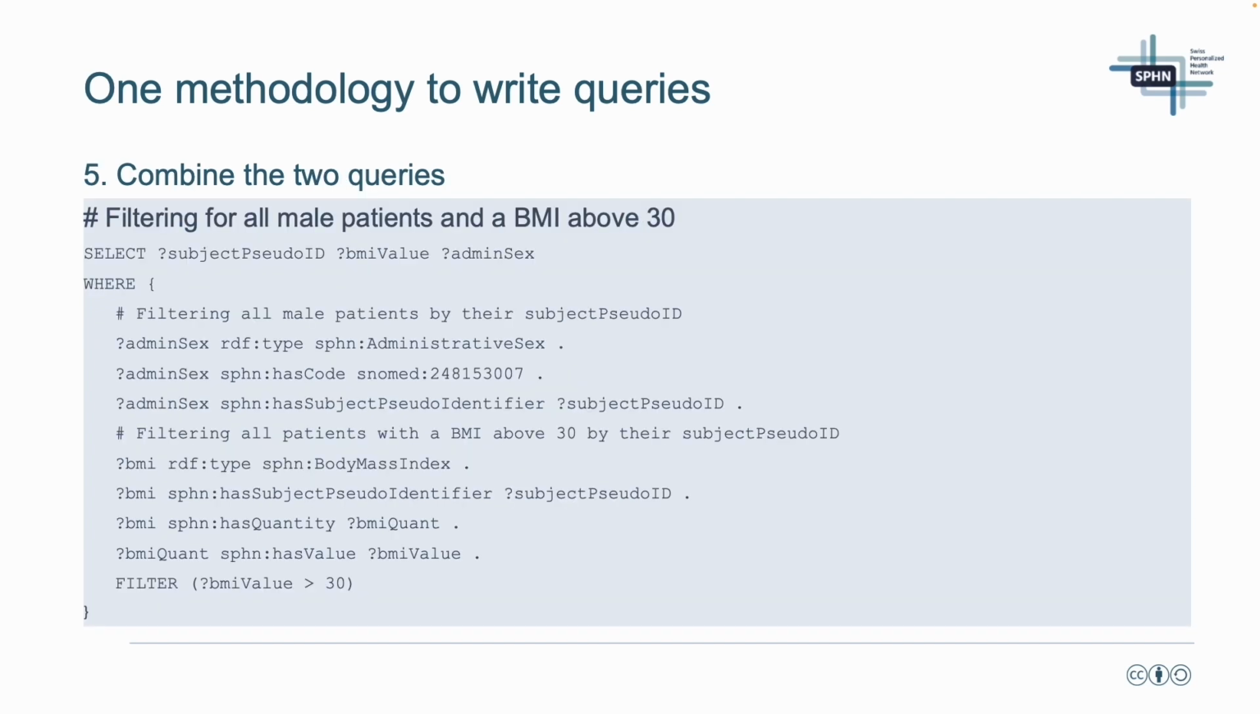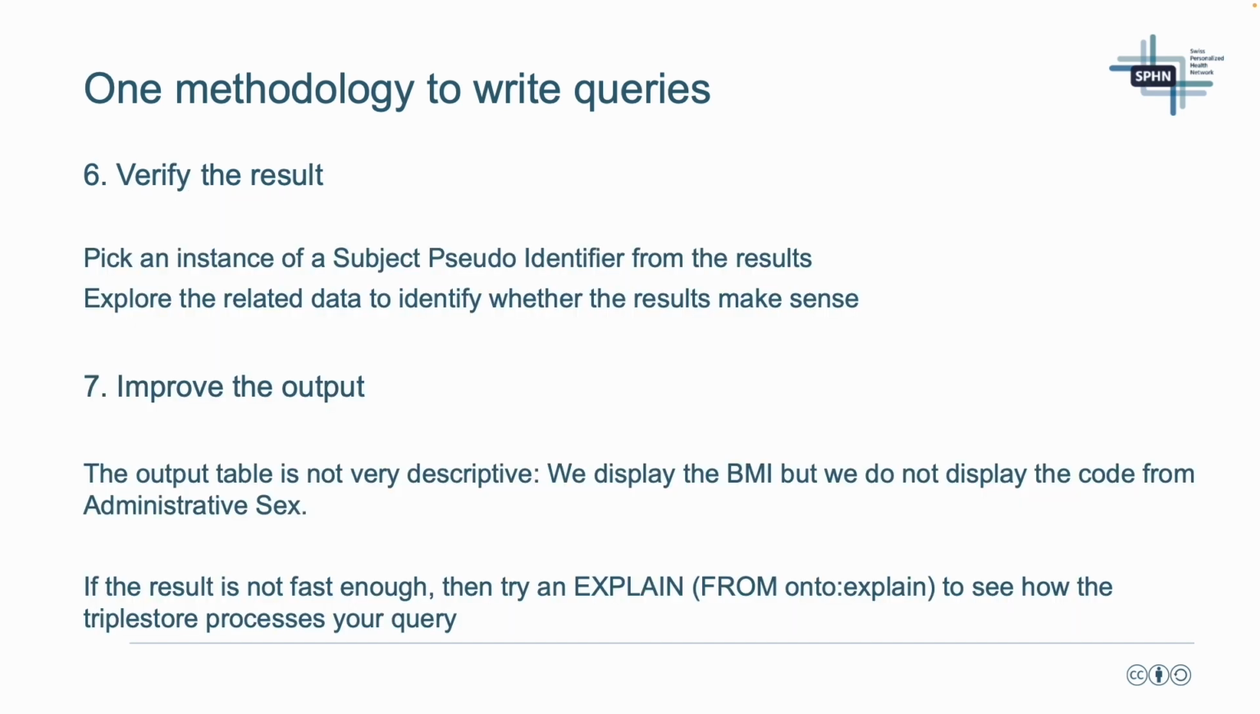Then we combine the two queries that we have written previously, and we make sure to add the variables of interest in the select clause. You can run your query and check for the results. You can, for instance, pick an instance of one of the subject pseudo-identifiers that you retrieve and explore the related data to make sure that the results make sense, that it is indeed a male patient which has a BMI above 30 in this case. Some triple stores actually have a nice user interface that enables you to dynamically navigate through the different instances of the data elements that are connected together.